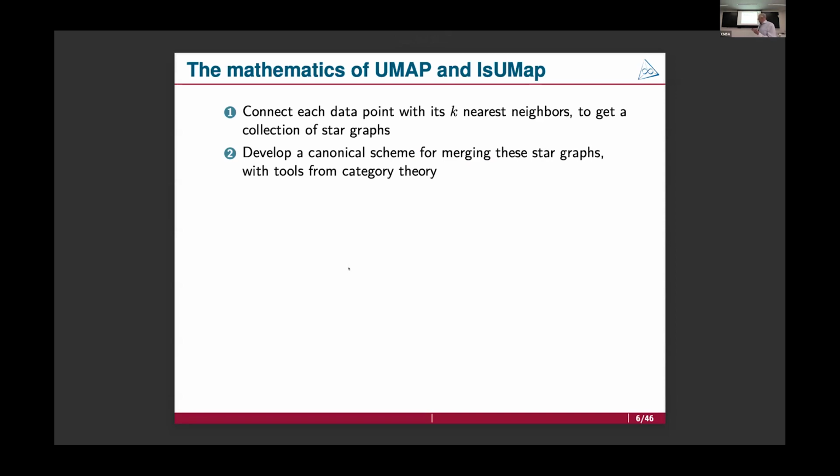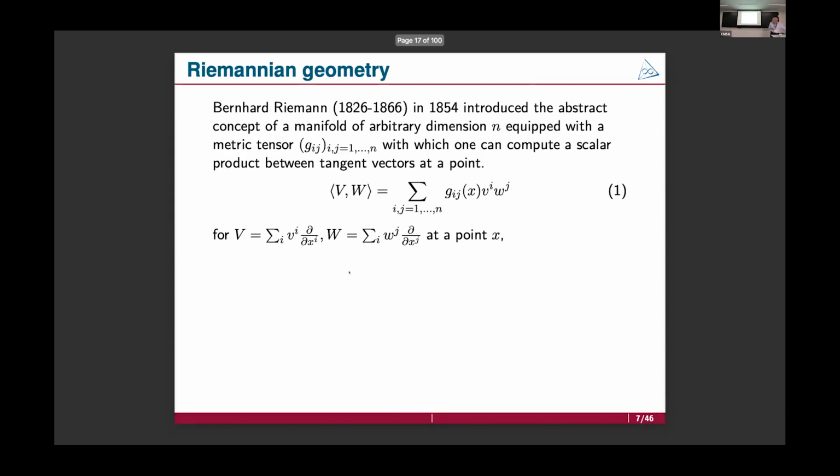And for that, in UMAP, tools from category theory have been used, and in particular they drew upon the work of David Spivak. I think he's also somewhere in the region here. And then one projects the resulting thing onto 2D with minimal distortion. Okay. So now that's the background.